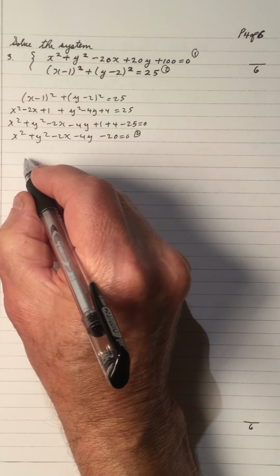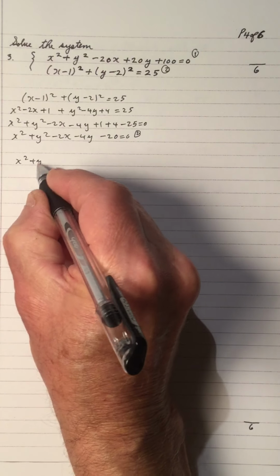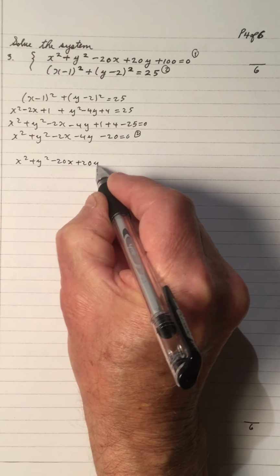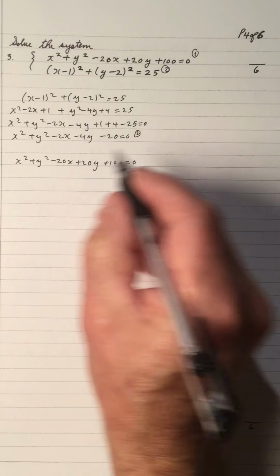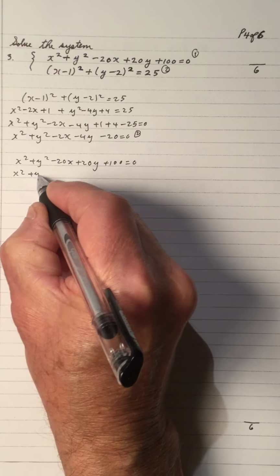So I'll write down number 1, x squared plus y squared. Because the 2 equations are in general form, I'm lining them up. So that's equation 1. This is equation 2.